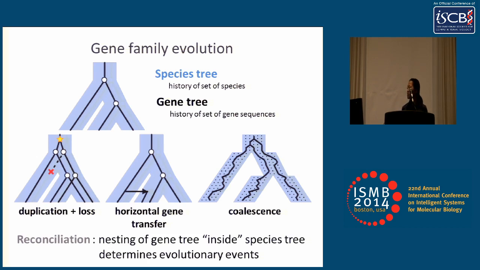So the problem I'm going to consider is if we're given a species tree and a gene tree topology, for example, from your favorite phylogenetic program, how might we actually determine the reconciliation or the nesting of this gene tree inside the species tree? And that's what actually determines the evolutionary events. So for example, duplications, transfers, and losses responsible for the current gene family that we see.